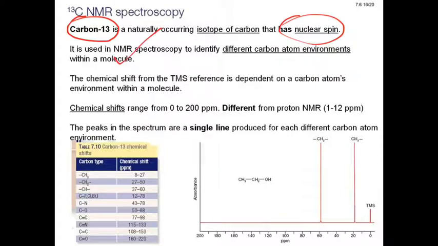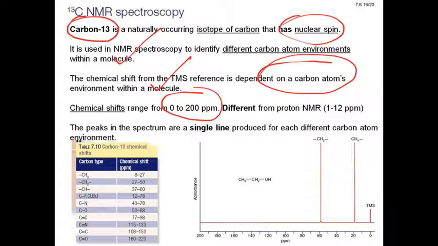The chemical shift from the TMS reference is dependent on a carbon atom's environment. In other words, what is its neighbourhood? That's all you care about. Look at the whole neighbourhood. The chemical shifts are much bigger than for proton NMR. They go from 0 to 200. They're different from proton NMR, which goes from 1 to 12 typically.